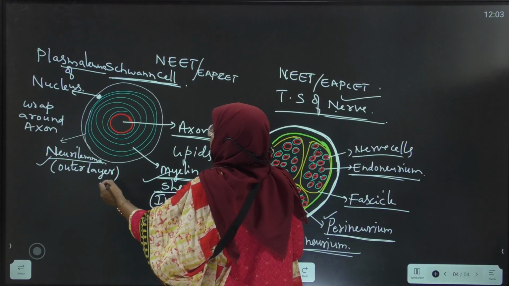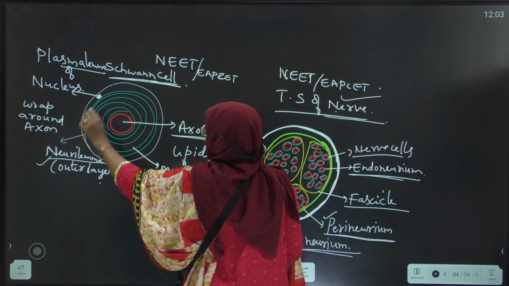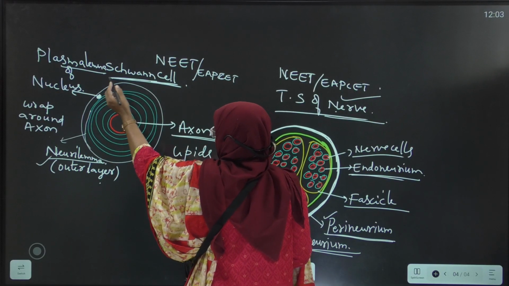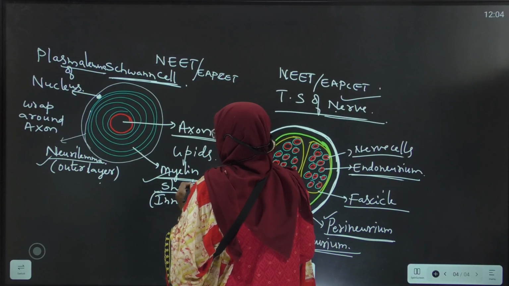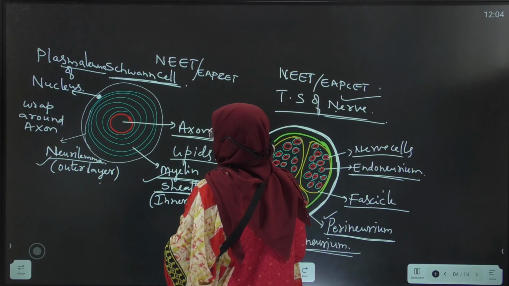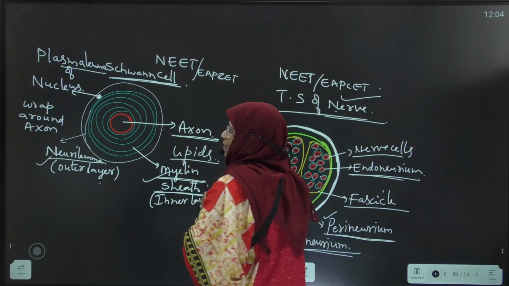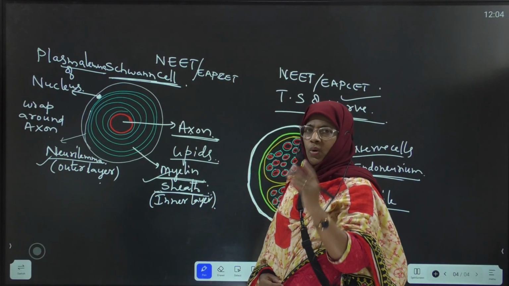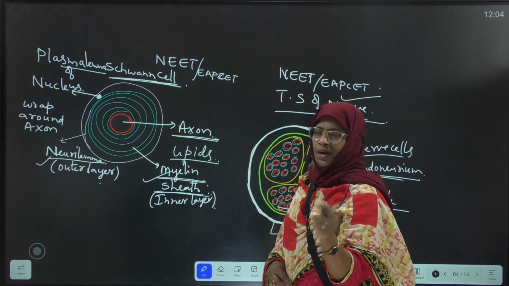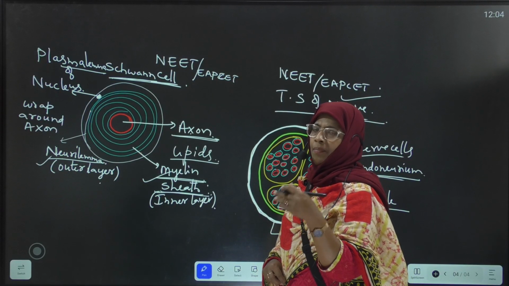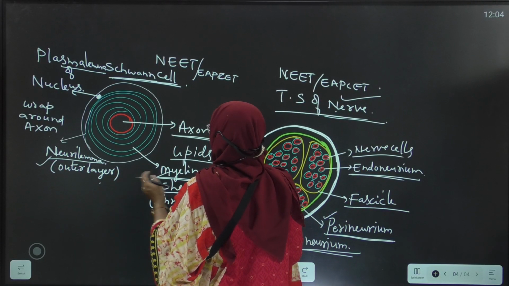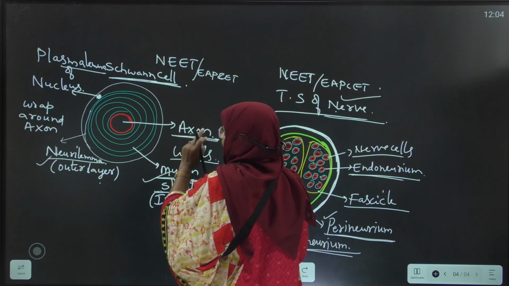The outer layer is called neurilemma and the inner walls of the plasma lemma of the Schwann cell are called the myelin sheath, which is made up of lipids. Means the axon is covered with two layers. The axon is covered with how many layers? Two layers. Outer neurilemma and inner myelin sheath. This is about the formation of neurilemma and myelin sheath around the axon.